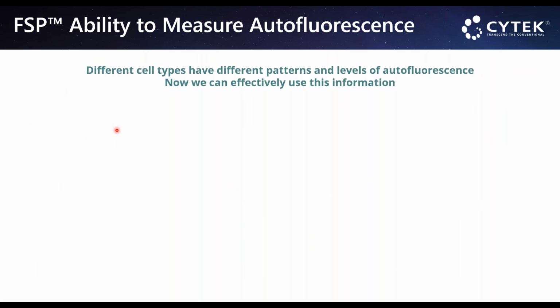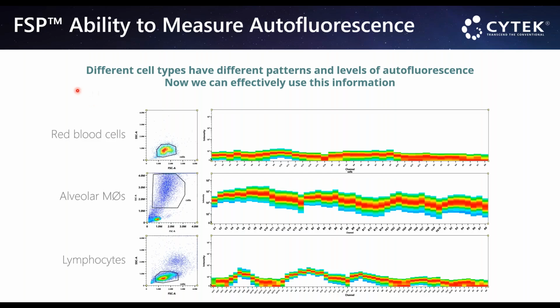The other thing we can do by looking across the entire spectrum is start looking at autofluorescence. So here are 3 examples of different cell types: red blood cells, alveolar macrophages, and lymphocytes.